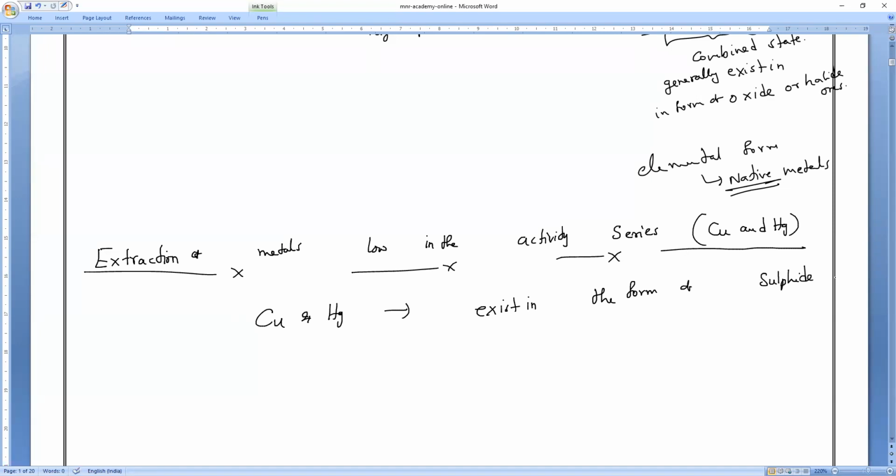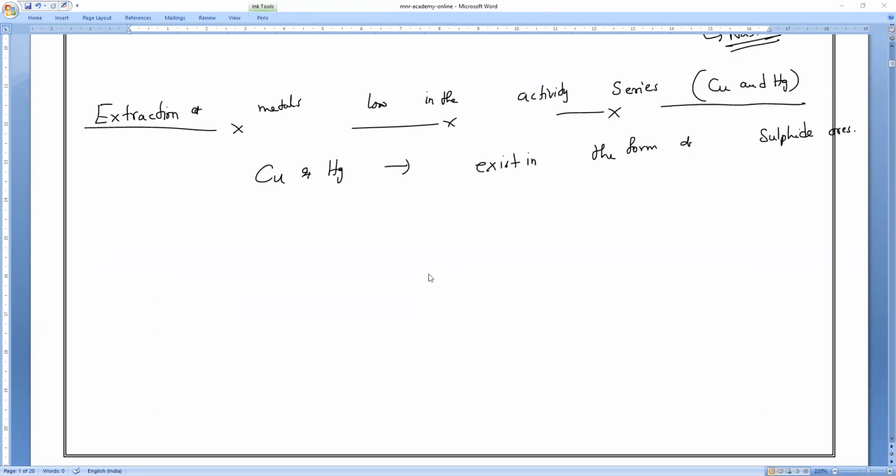Whenever you speak about sulfide ores, immediately your mind should say you have to do some process. What is that? Roasting process. Understanding? So let us follow it. Remember, first we have to do concentration of the ore. Am I right or wrong, guys? Just remember, these metals can be obtained from their ore by just heating alone.